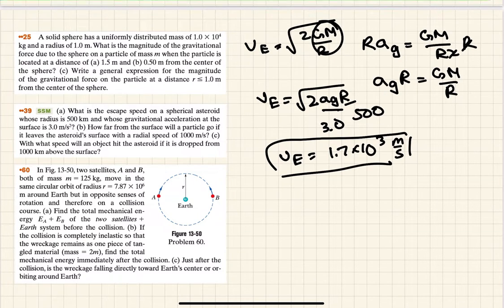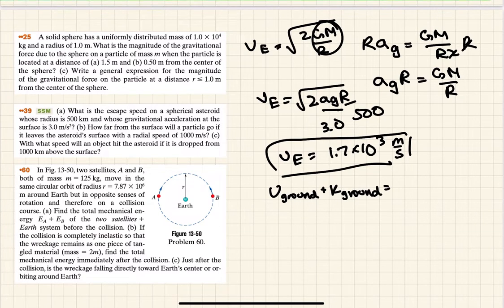Part B, how far from the surface will the particle go if it leaves the asteroid with a radial speed of 1,000? 1,000 is not the escape velocity, which means it's going to come back at some point. Escape velocity is what you need to get to infinite space, right? So what can we do here? We can set up a conservation of energy equation. At the ground, it has some amount of potential energy, U on the ground, plus some amount of kinetic energy on the ground.